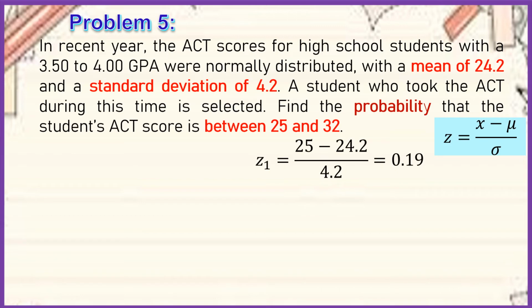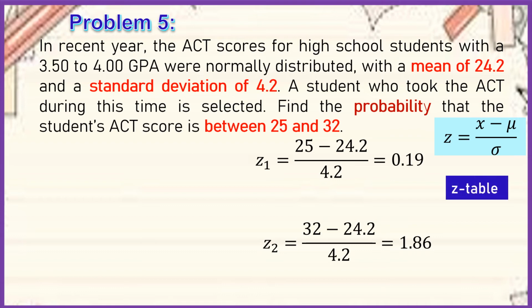So first, using x is equal to 25, we are going to solve for z1. So 25 minus 24.2 over 4.2 is equal to 0.19. And then using x is equal to 32, z2 is equal to 32 minus 24.2 over 4.2 is equal to 1.86. Using the z table, the probability of z1 is equal to 0.5753, and the probability of z2 is equal to 0.9686.